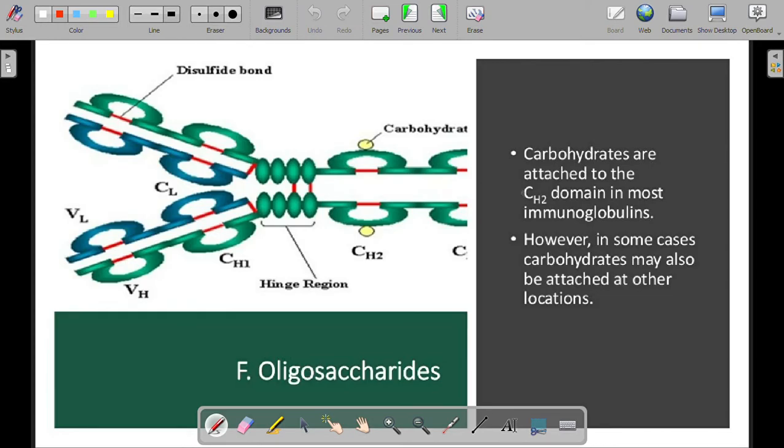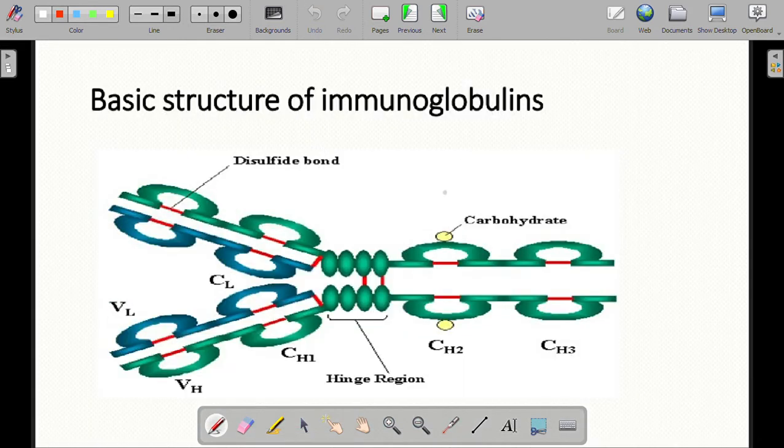Now, carbohydrates are attached to the CH2 domain. As we can see in this figure, it is clearly shown that the carbohydrates are attached to the CH2 domain in most immunoglobulins. However, in some cases carbohydrate may also be attached at another location, and we will see that in subsequent figures. So this is the basic structure of the immunoglobulin.